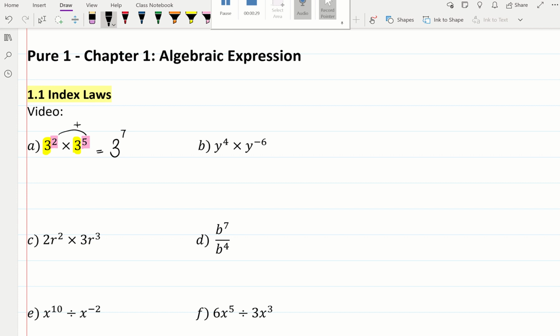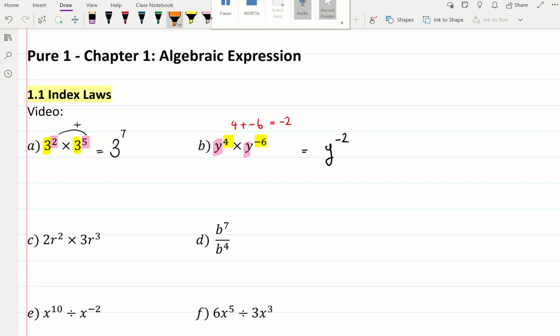The same thing you do when the base is the same, the base is y, and you're going to be adding 4 and minus 6. 4 plus minus 6 is in fact negative 2, so you get y to the power of negative 2. And we'll look at negative fractions later, but we'll leave it as y to the power of negative 2.